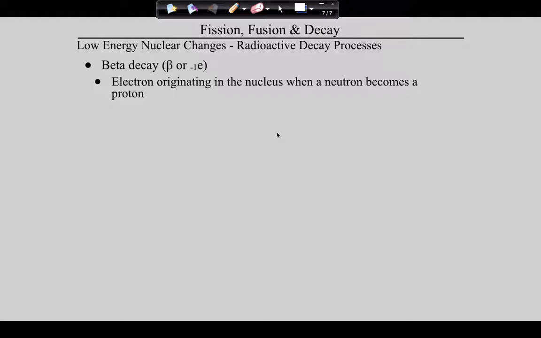So guys, imagine that you're a neutron and you're hanging out in the nucleus doing your neutron dance, holding the nucleus together, pulling the protons together, and you're doing your neutron dance, and all of a sudden you turn into a proton, and shooting out of your side goes an electron. That's beta decay. For a moment you're naked.